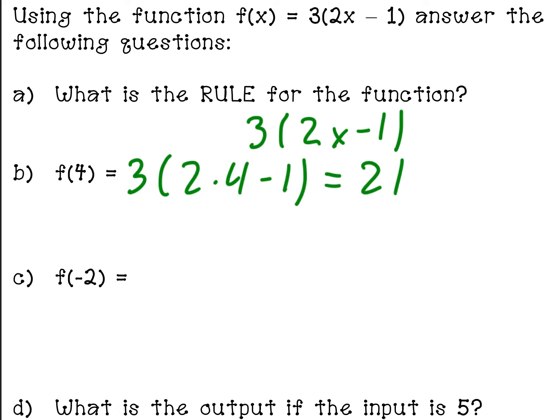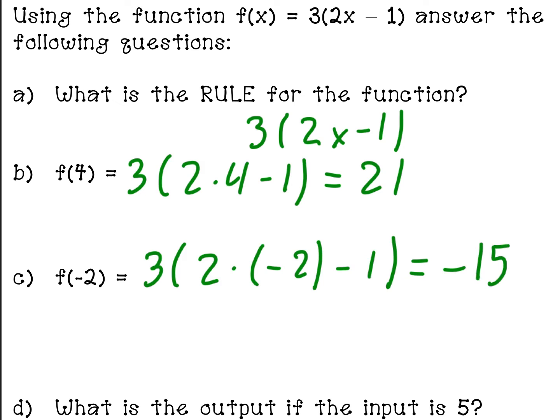Now, let's look at C, f of negative 2. Just like in the last problem, we're going to rewrite our rule, but we're going to replace our x with negative 2 this time. So, if we use PEMDAS, we get 2 times negative 2 is negative 4, minus 1 is negative 5, times 3 is negative 15.